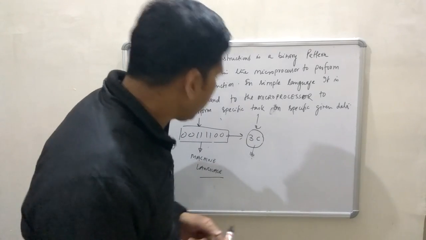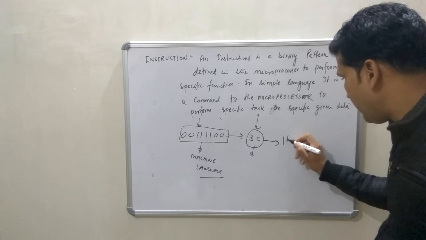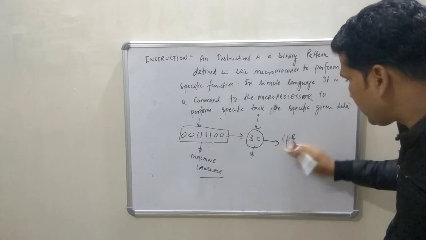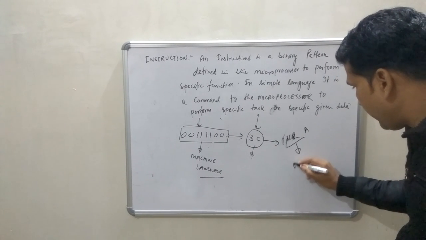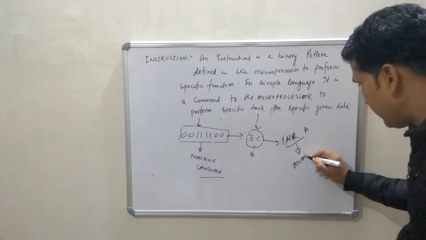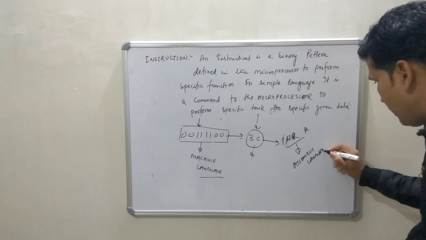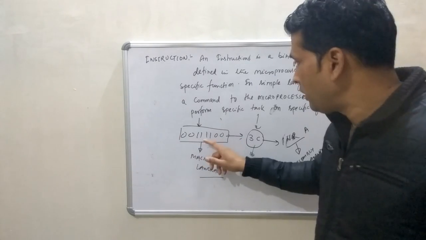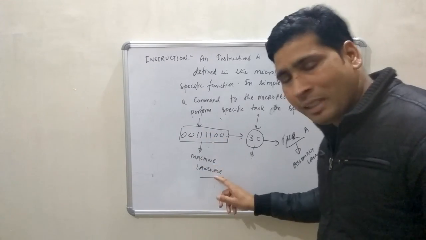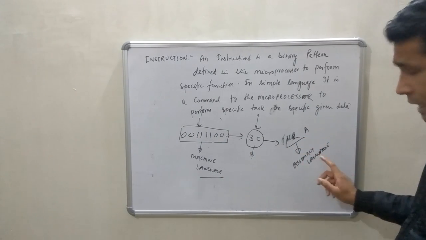Further, later on, they converted this into an English-like language that is called assembly language. Language written in terms of 0s and 1s, or in binary, is called machine language. Language written in English-like language is called assembly language.